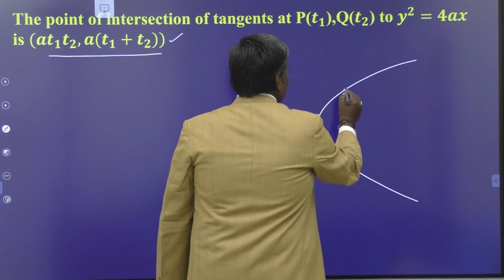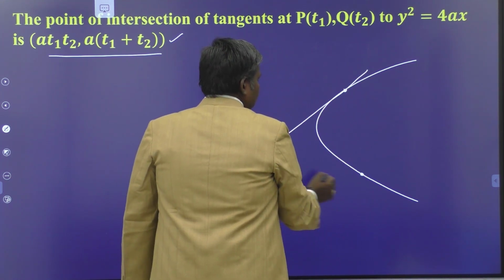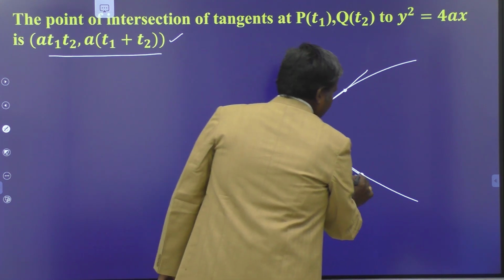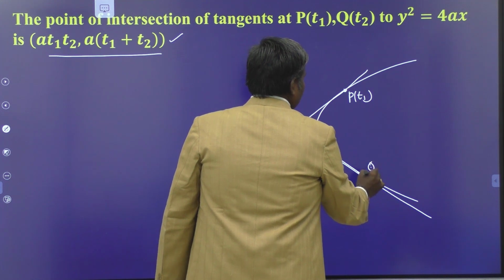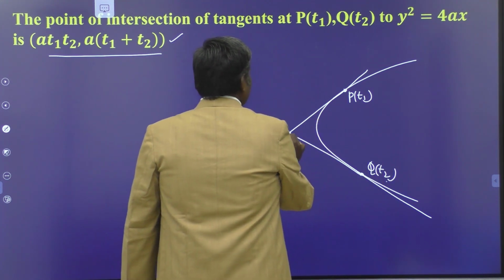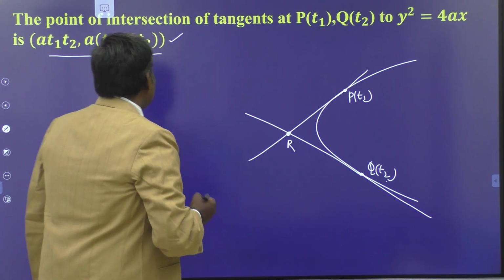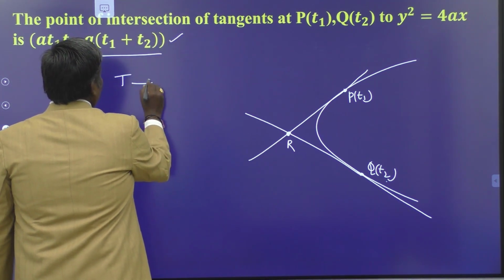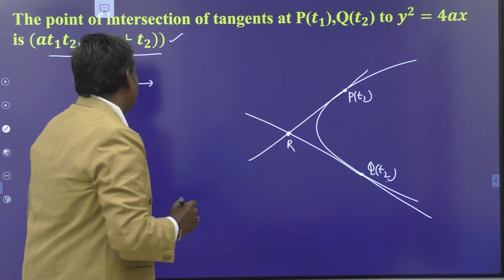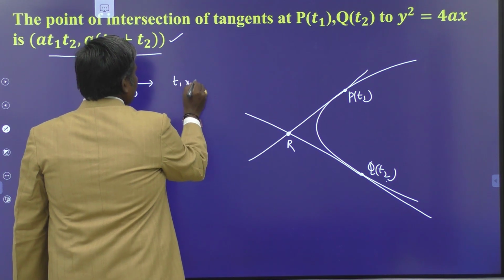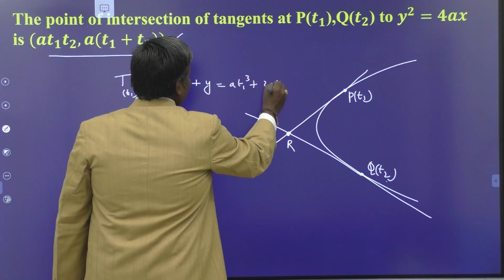This is the parabola. This is one of my points. This is the other point. These are two tangents drawn at P(t1), Q(t2). We have to find their point of intersection R. Very simple thing. What is the equation of tangent at P(t1)? P(t1) means (at1², 2at1).